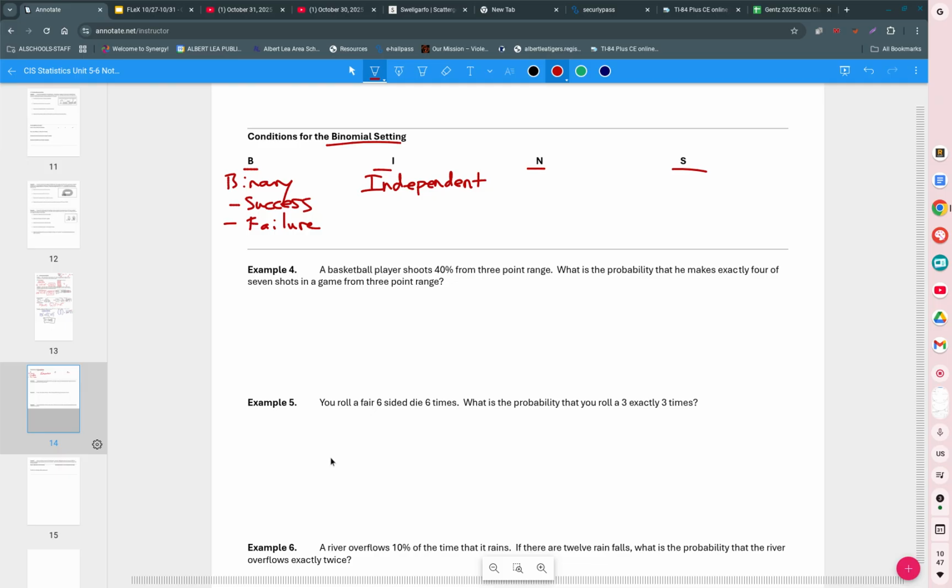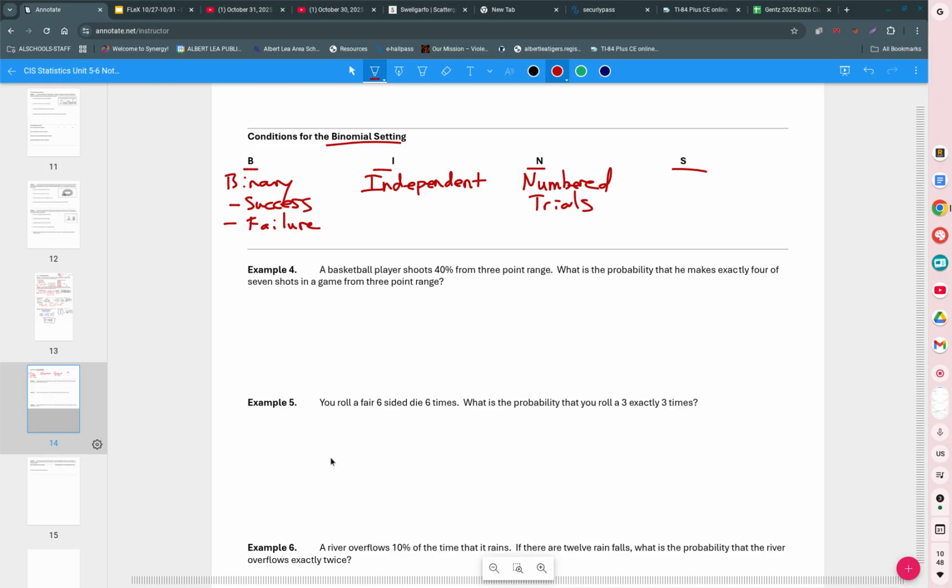The next one, in terms of n, means that there has to be a certain numbered amount of trials. So we have to determine ahead of time, how many marbles are we choosing? We're choosing 2. How many kids are we choosing to have type O? We're choosing 3. You have to make sure that you've chosen that certain number.